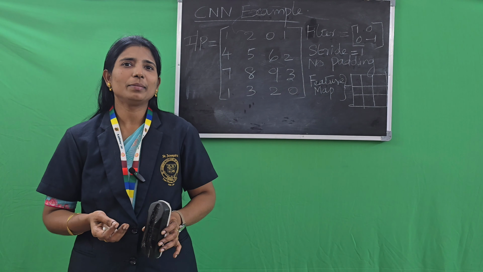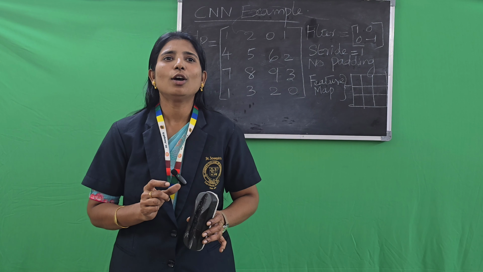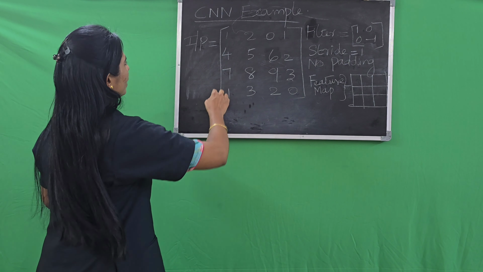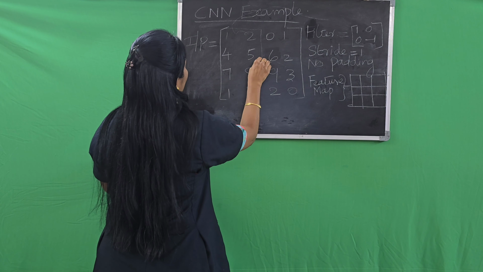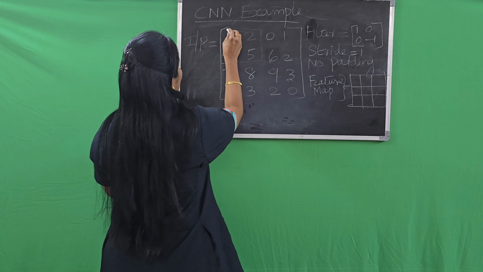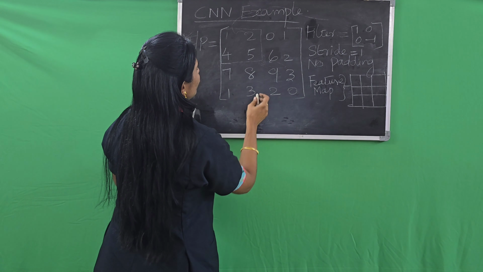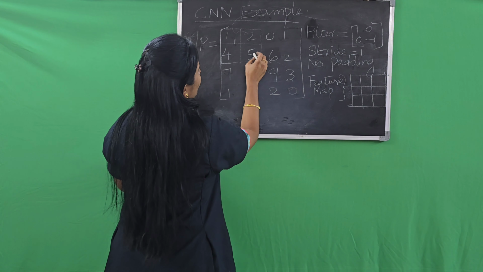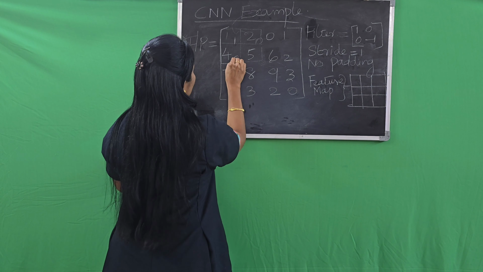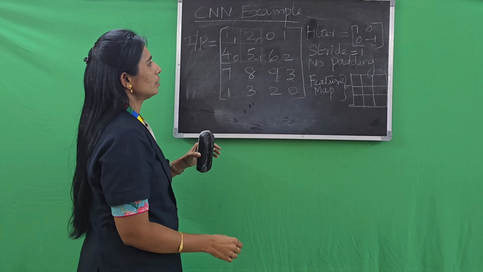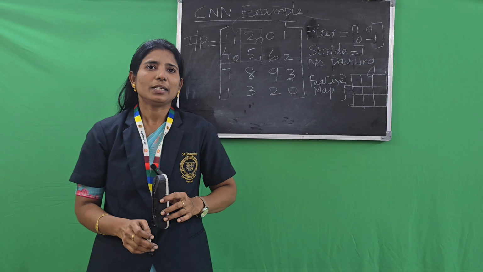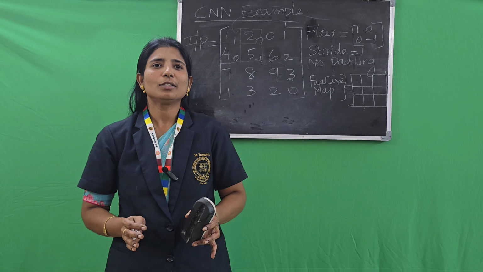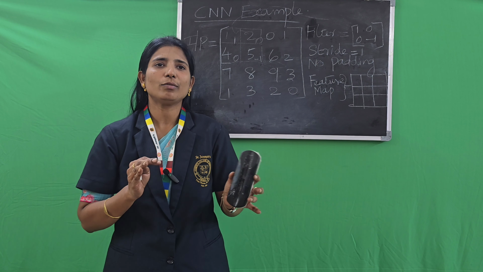So what is the first step? First we need to place the kernel on the top left corner of the input matrix. We can place the kernel like this and we can write the filter values 1, 0, 0, minus 1 here. Then what is the next step? Do the dot product and sum them together. The result will be stored in the feature map.